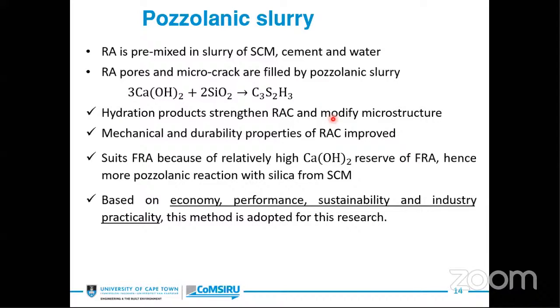Also, in this process, we expect that the micro cracks, which usually are a consequence of the crushing process of this aggregate, will be filled by the pozzolanic slurry and, of course, the products of hydration. Studies have shown that this process can substantially improve the mechanical and the durability properties of concrete. This method also is suitable for my material, fine recycled aggregate, because of the extra calcium hydroxide reserve, which will translate to more pozzolanic reaction.